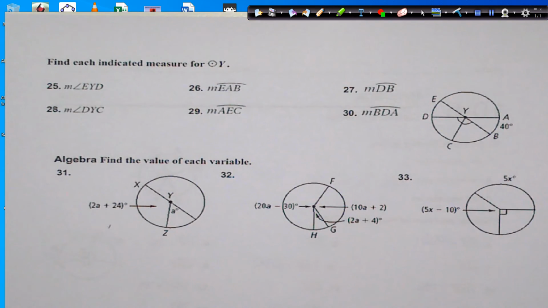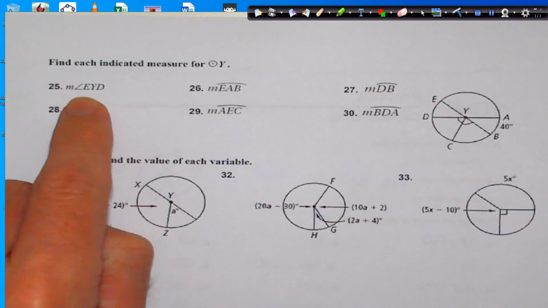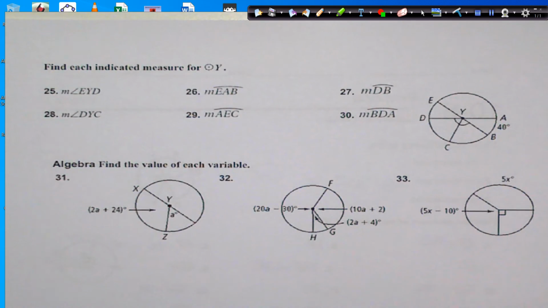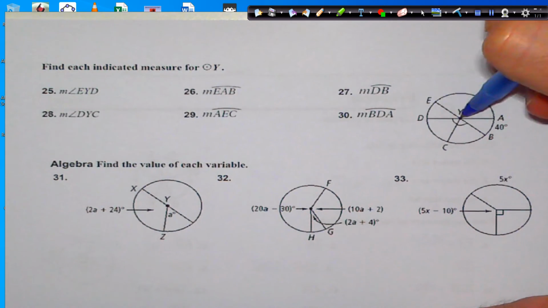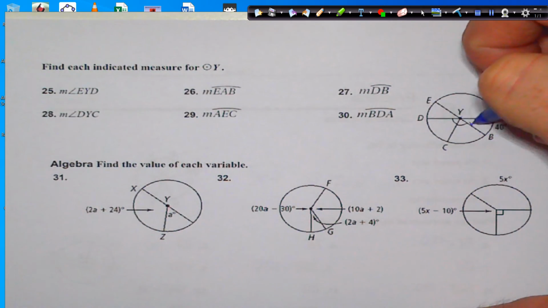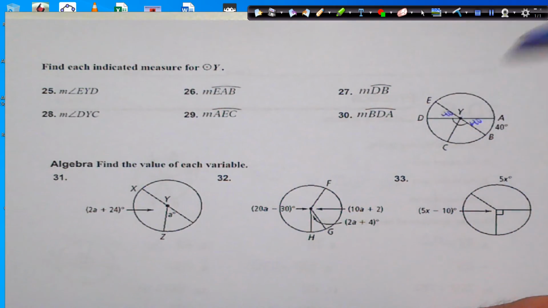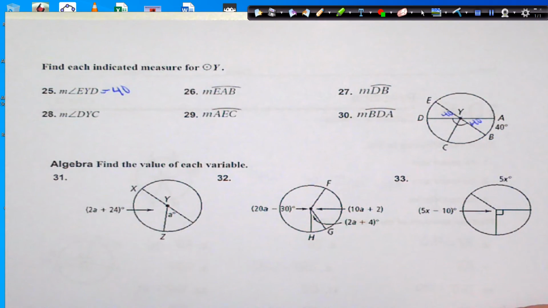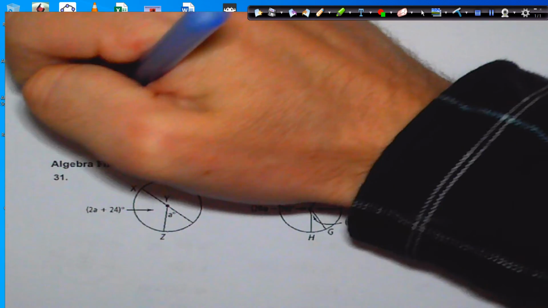Find the indicated measure, so these are doing the same thing, but here we got to be careful. This is an angle, this is an arc. Okay, so EYD, so if this is 40, that means that's 40, which means that's 40, so EYD is 40. I gave you a free one. I did the odd. That's unfortunate. It means I'm going to skip 26 and go to 28.